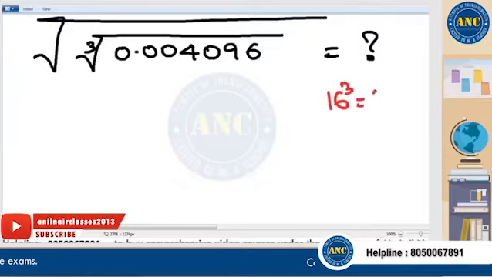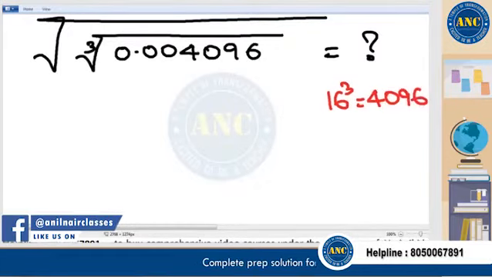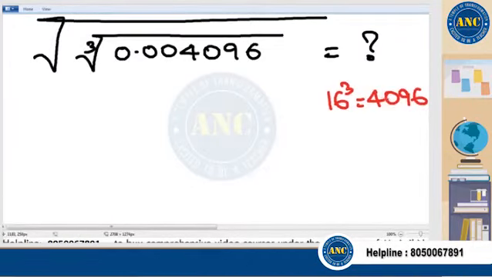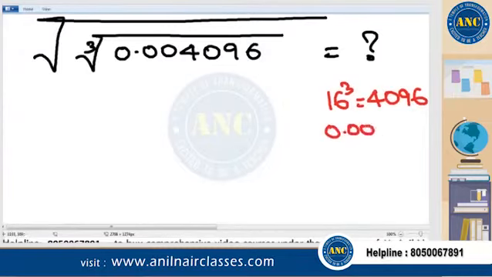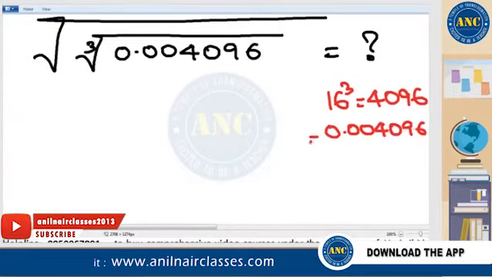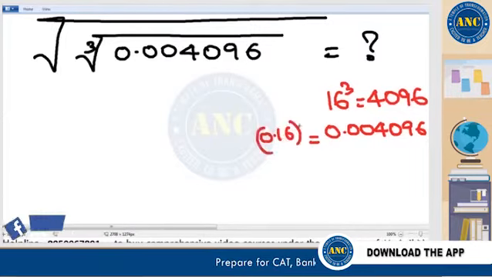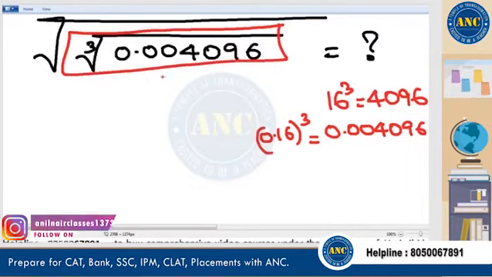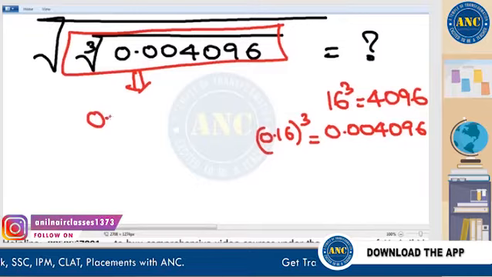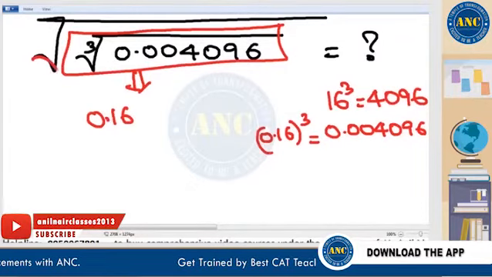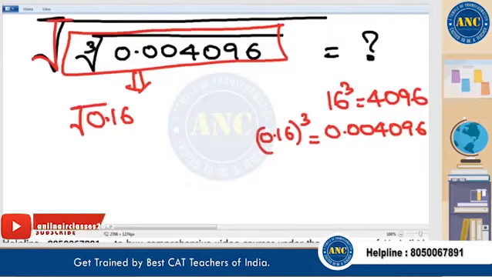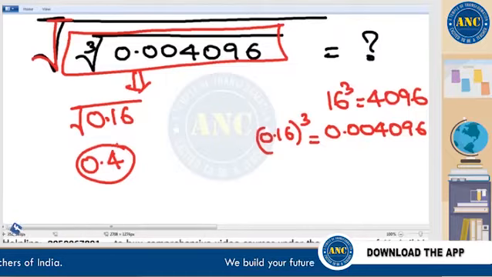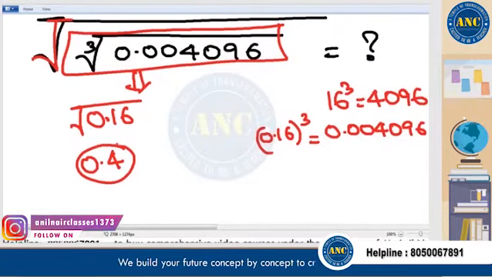Now, can I say that 16 cube is nothing but 4096, right? Now, because 16 cube is 4096, 0.004096 is nothing but 0.16 cube. These both are absolutely same. That means the cube root of 0.004096 is equal to 0.16. I will replace that with 0.16. The outer thing present is the square root. Square root of 0.16 is 0.4.